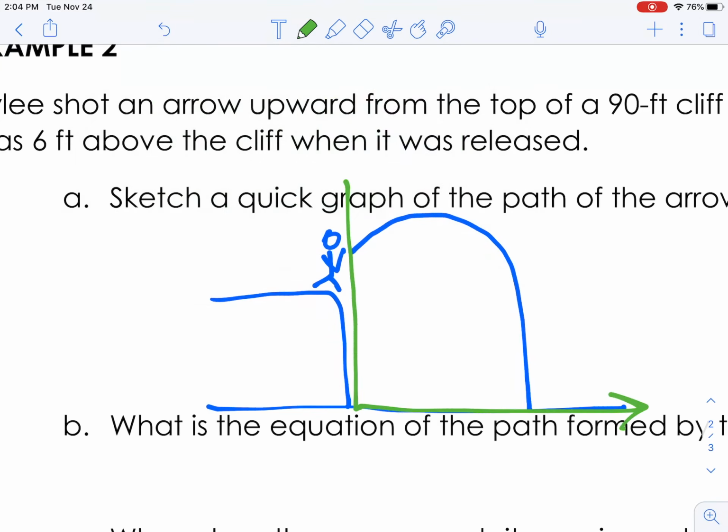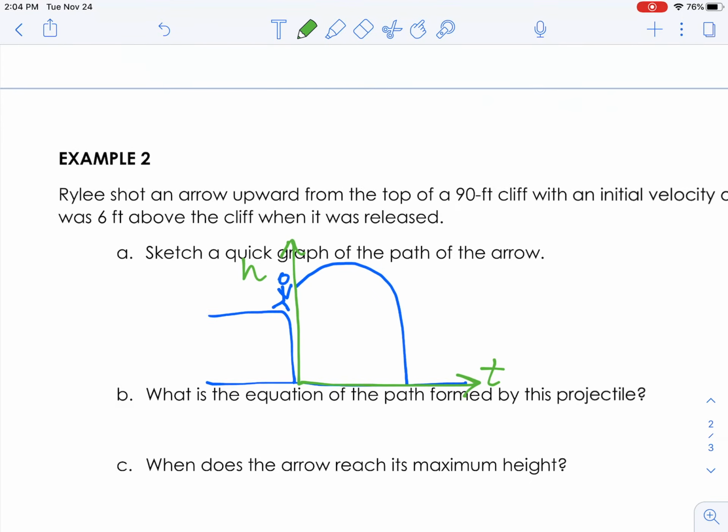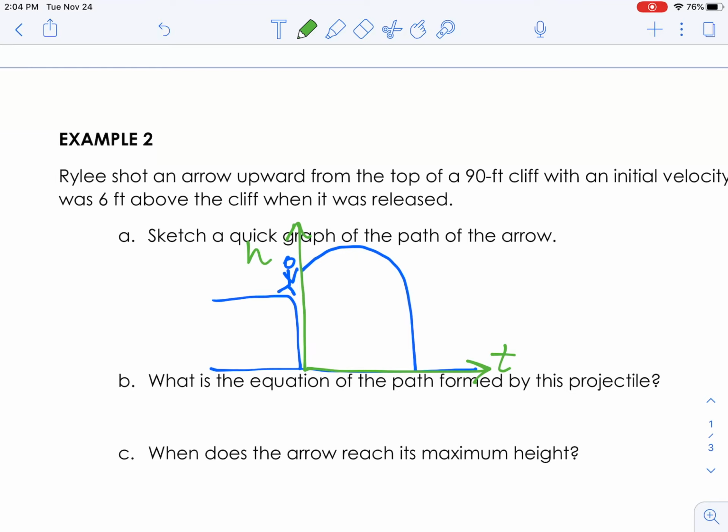Here's the x, the t in time. This would be h for height. Okay, we know that this was 90 feet. And then we released it another 6 feet. So we know this should be 96 feet.